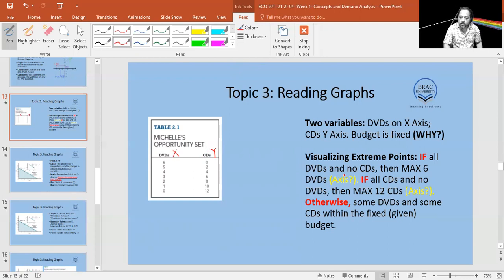If all DVDs and no CDs, that is no CDs 0, all DVDs 6. So the maximum, the intersection point on the x-axis will be 6 units. If all CDs and no DVDs, then we have 12 CDs. So the other intersection point on the y-axis will be 12.